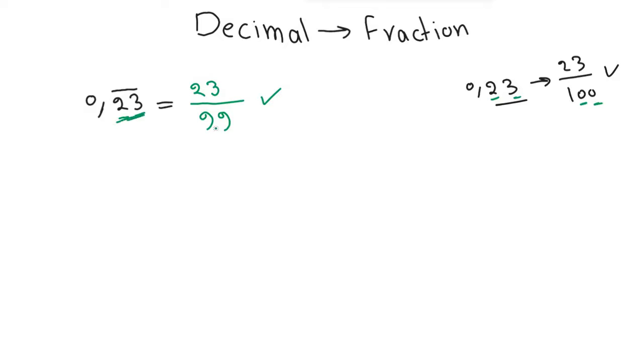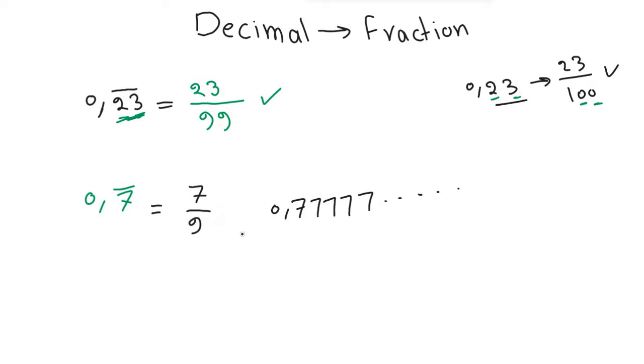If you had repeated digits, instead of each repeated digit, put 9. Another question, for example, we have 0.7 repeated. The answer is 7 over 9. If you divide 7 over 9, the answer is going to be 0.77777. It never ends. It just keeps repeating like this.